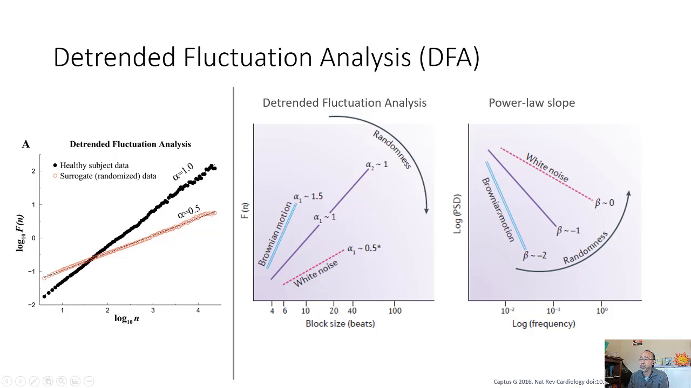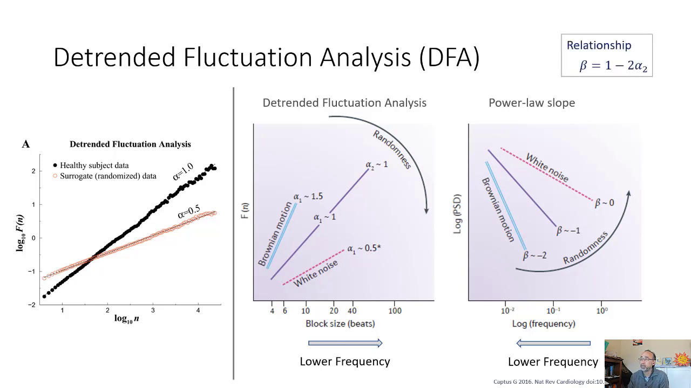And the reason there's a difference in the direction of the slope is that DFA has the lower frequency represented by the higher scales, whereas in the power law slope, the lower frequencies occupy the left of this graph. So if you take a look at Brownian motion, which is dominated predominantly by low frequencies, you can see that this has a higher slope in the positive direction, whereas in power law, it has a negative slope here. There is a mathematical relationship between these two, where beta is 1 minus 2 of alpha 2 here.